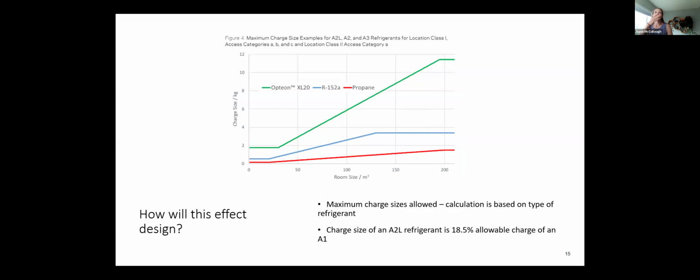So, based on the type of refrigeration, the type of refrigerant, there are maximum charge sizes allowed. This calculation is based off of the type of refrigerant. And on average, we estimate that the allowable charge size of an A2L refrigerant is only 18.5% the charge size of an A1. So that R410A, now we can only have 18.5% of that refrigerant in an A2L system unless we provide additional life safety measures.